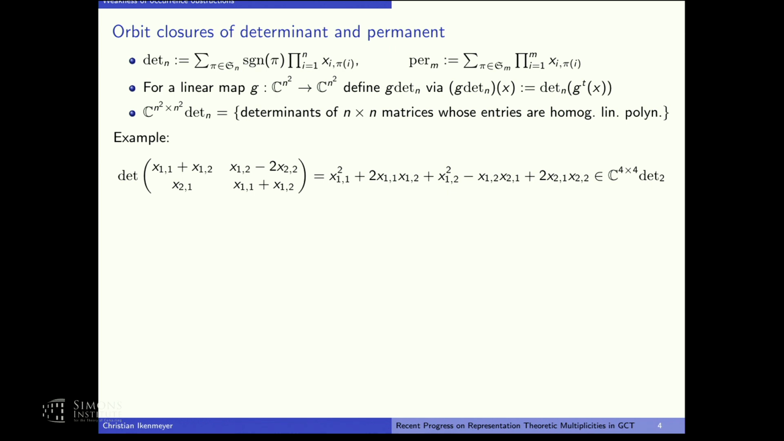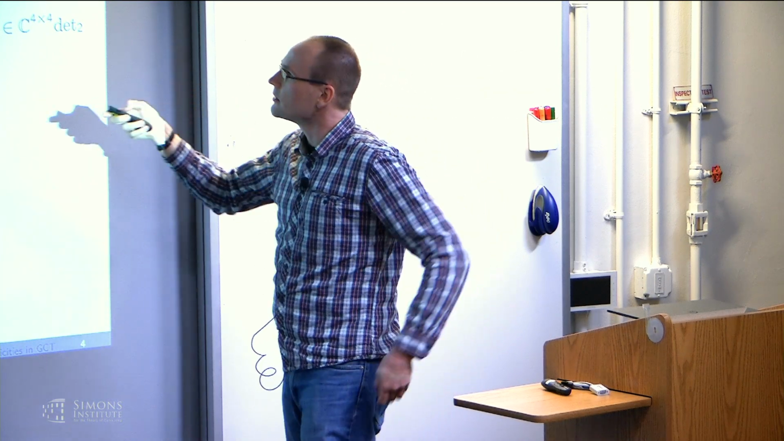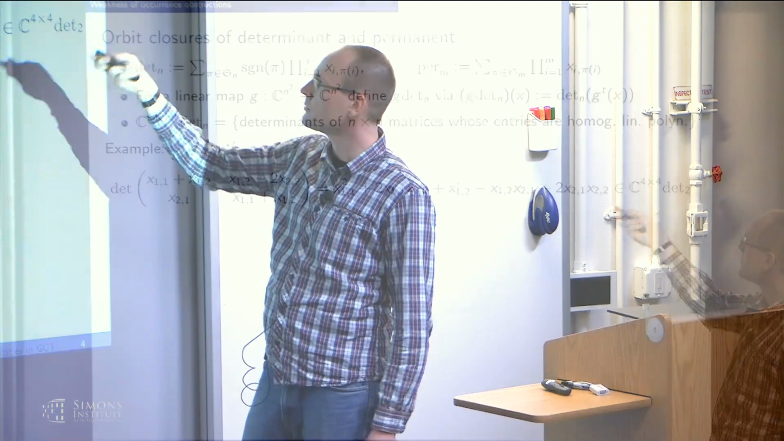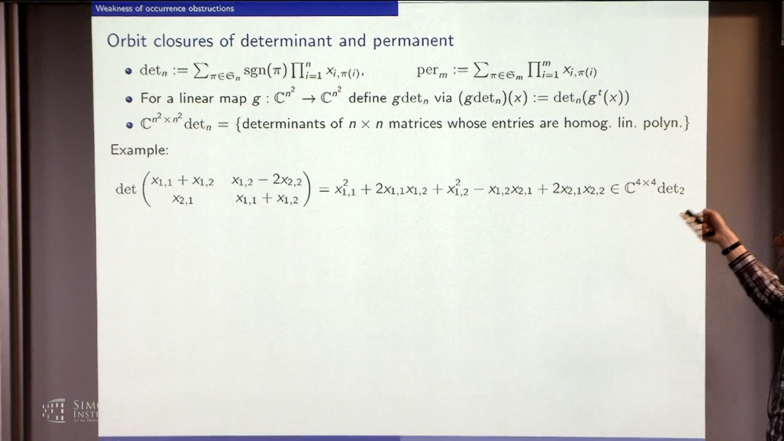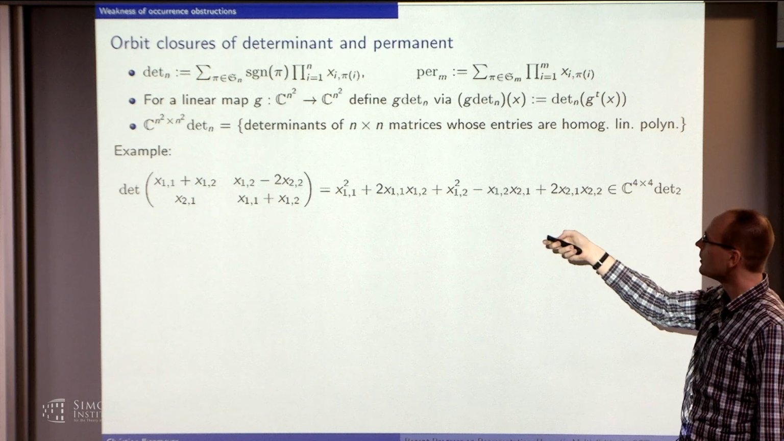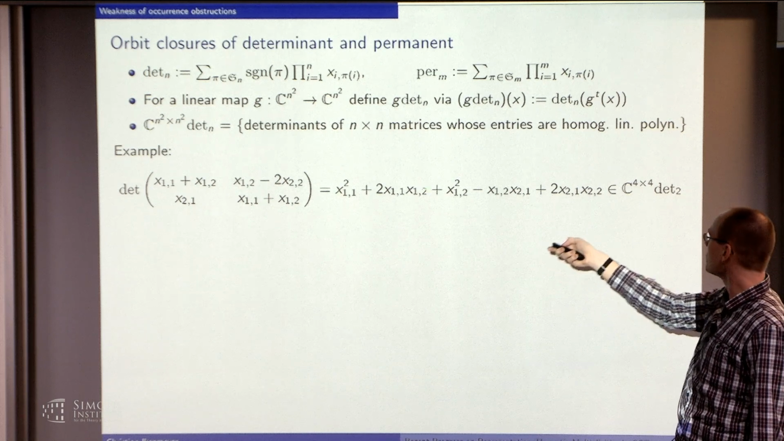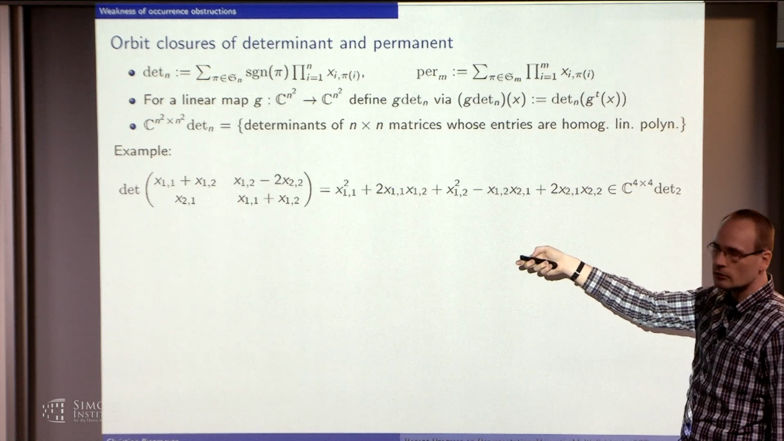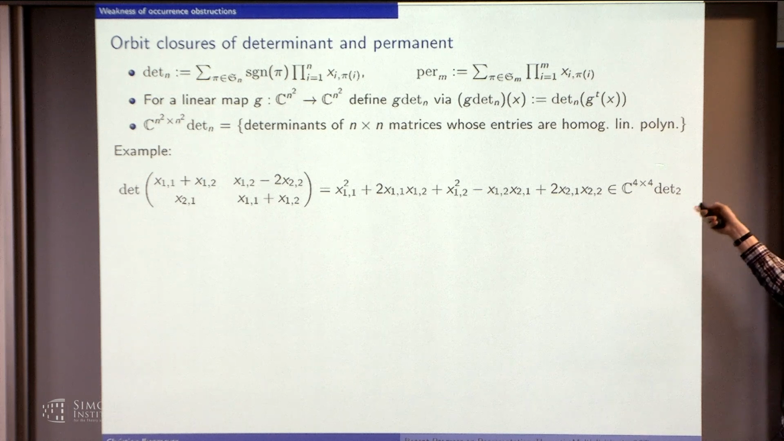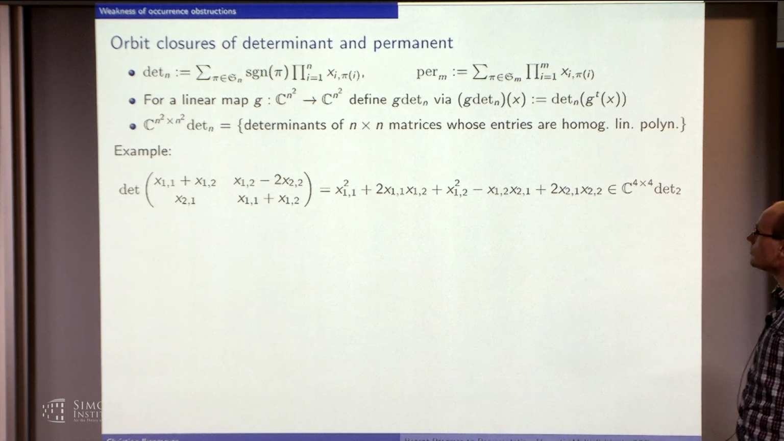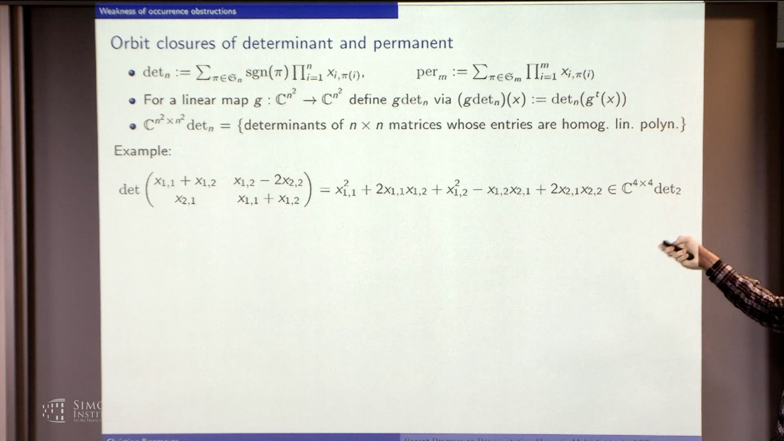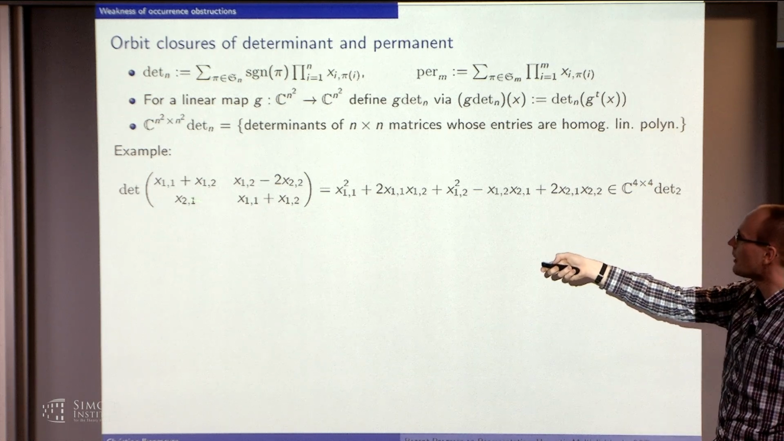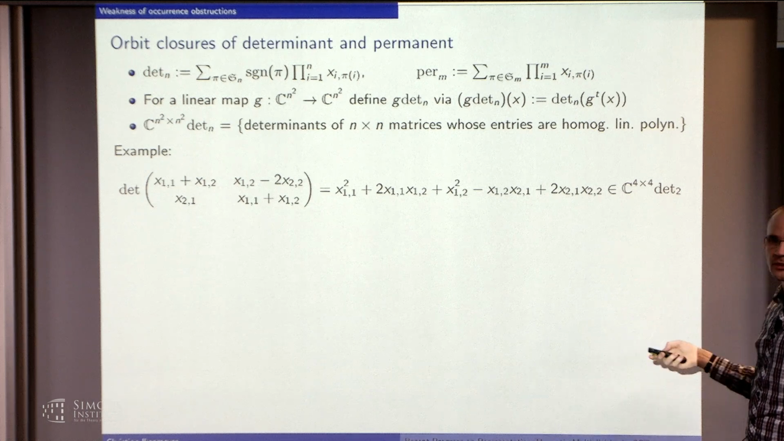Now we define the set here by applying all matrices. It turns out that this has a very nice description: you take all determinants of n by n matrices where the entries are homogeneous linear polynomials. Now this is this orbit here. For example, this polynomial here can be written as the determinant of a 2 by 2 matrix, where the entries are all homogeneous linear. Therefore we say it's in this orbit here, in the C 4 by 4 dot 2. And indeed you will find a 4 by 4 matrix that gives you this polynomial. You can read it out from these linear forms. You will get a 4 by 4 matrix.